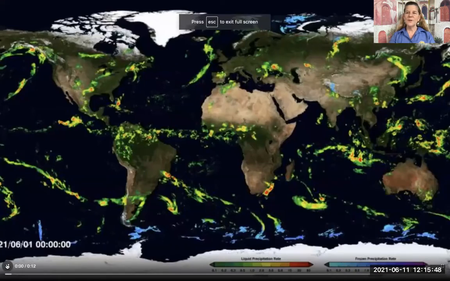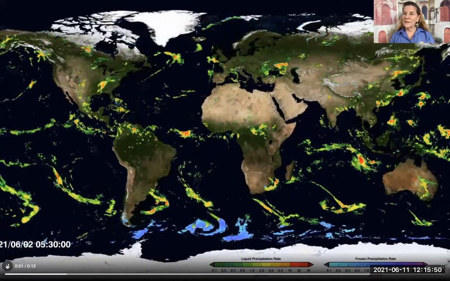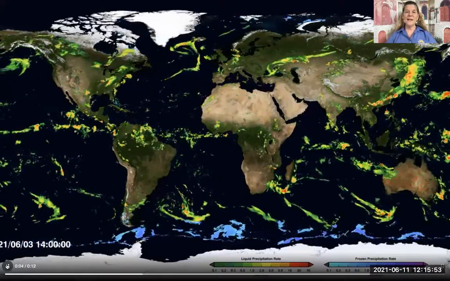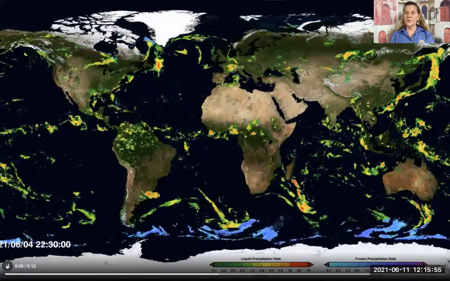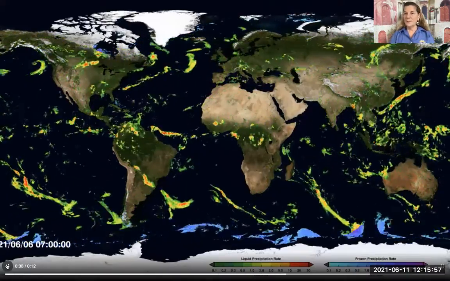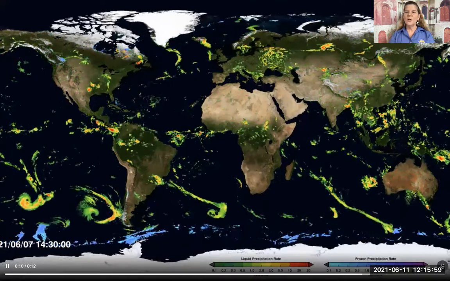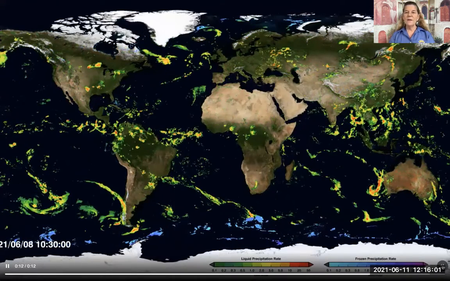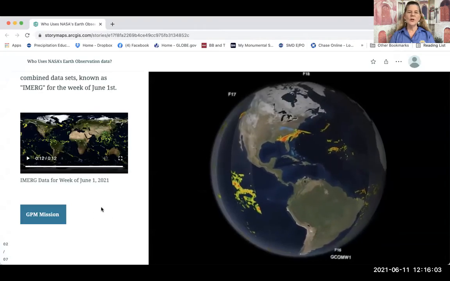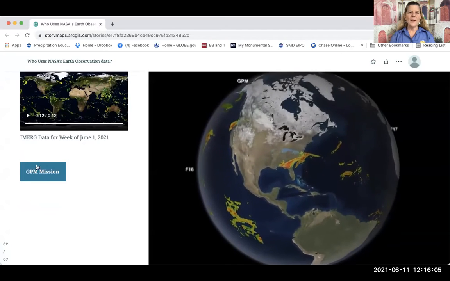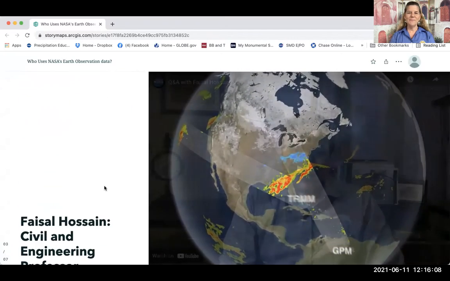Here we're looking at precipitation data that was collected by that international constellation of satellites and taken through the core observatory, the Global Precipitation Measurement Observatory. And we're looking at the precipitation data for the first week in June. You can look at all of that data and more right here at the GPM mission website.